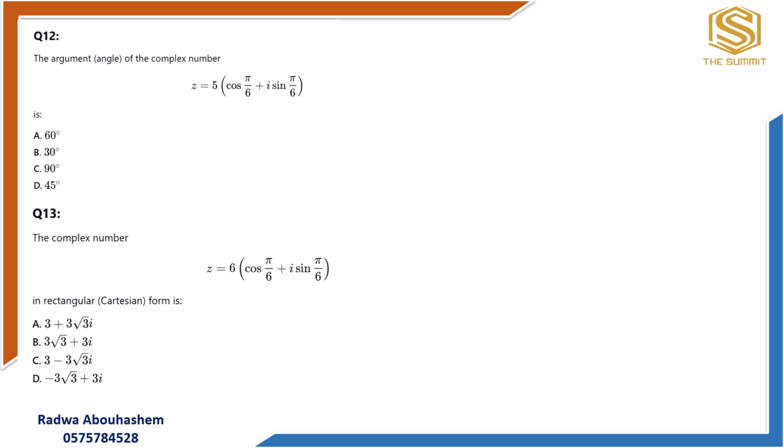The argument, the angle of the complex number, he needs the angle. It's so obvious: pi over 6, pi over 6 means it's 180 over 6, so it's 30. The question asks for the complex number in the rectangular or Cartesian form. So he wants me to convert it to the Cartesian form. Give it to me in polar, and I'm going to convert it to Cartesian. I need A and B.